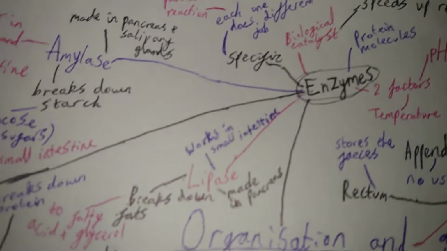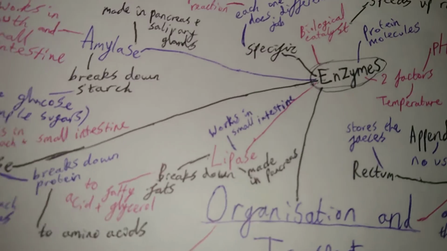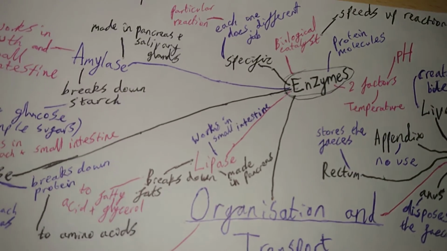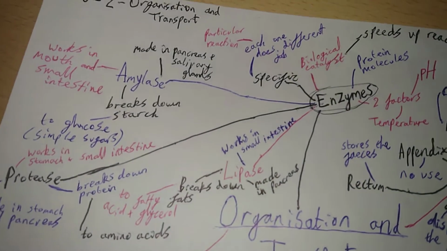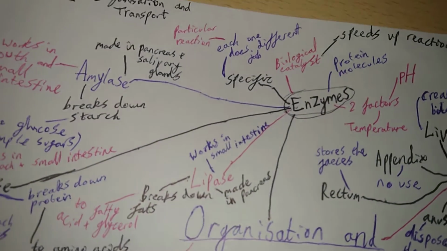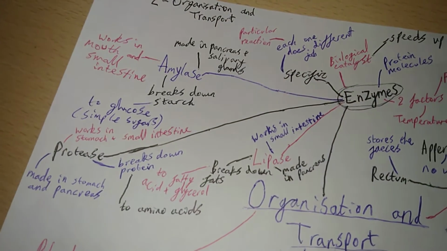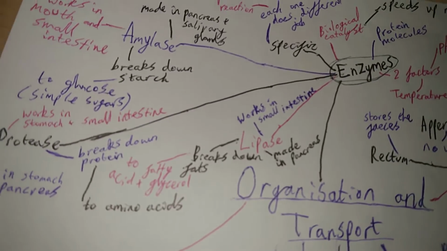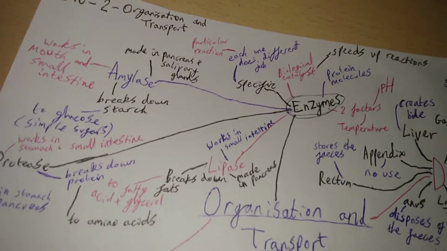Enzymes, so lipase breaks down fats, also known as lipids, which is why it's called what it is. Works in the small intestine and it's made in the pancreas. To be honest, most of these, I'm pretty sure all of these, work in the small intestine. All of these are also made in the pancreas, which is quite useful if it only asks you to put one. So yeah, they break down fats to fatty acid and glycerol, which is kind of obvious to remember fatty acid because it's just fats, isn't it?